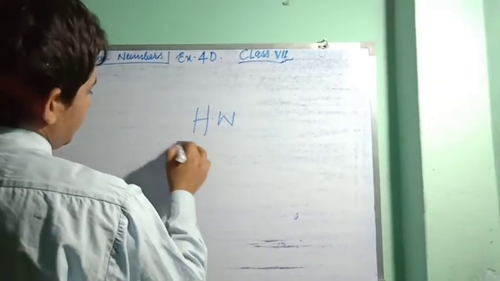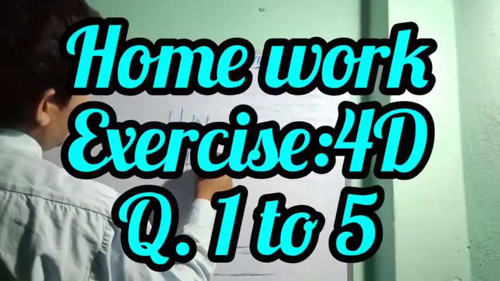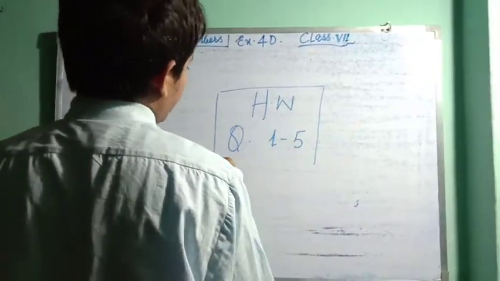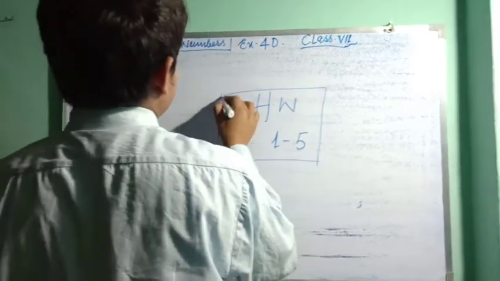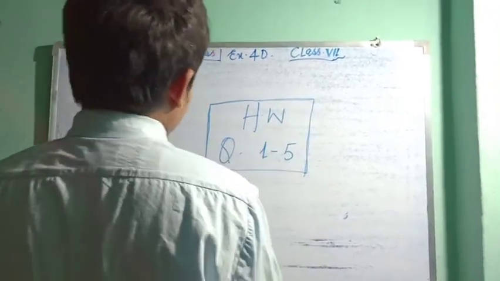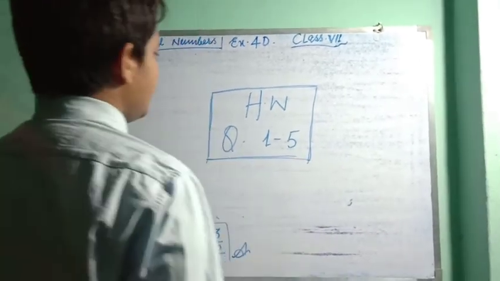Friends, your homework is questions 1 to 5. The fifth question is very easy, and one similar question is given as an example. I hope you will solve it very easily.